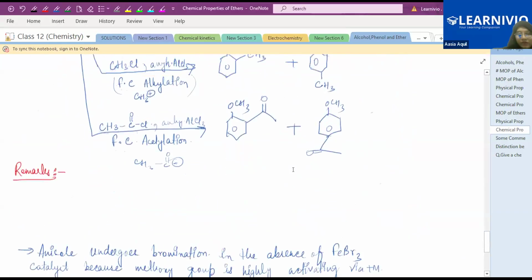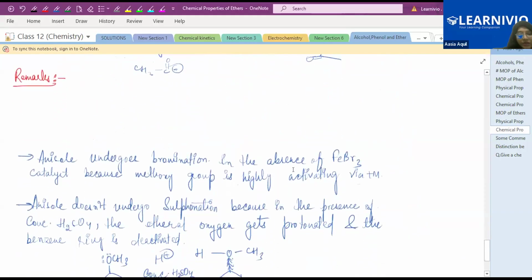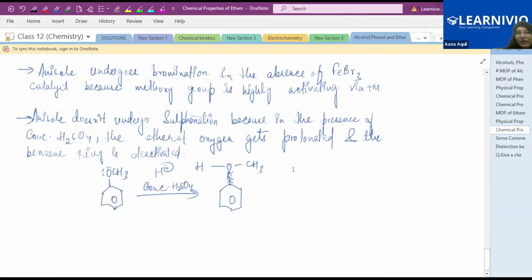So whether it undergoes sulfonation or not, let's check it out. In sulfonation, we use only concentrated H2SO4. This concentrated H2SO4 will give you only the H plus ion. Due to the presence of the H plus ion, this oxygen gets protonated. The lone pair of this oxygen will abstract this H plus ion, and here the oxygen will become OH and the CH3.